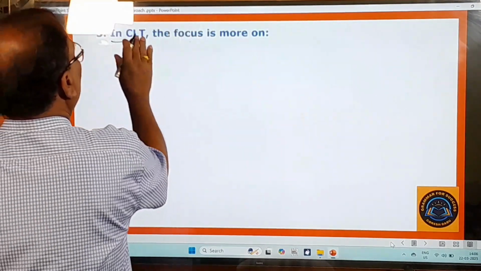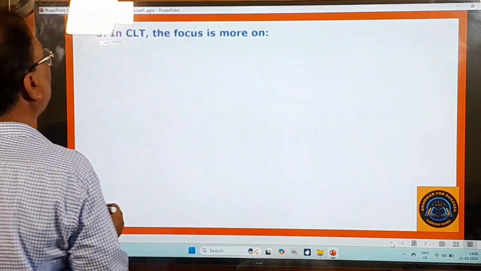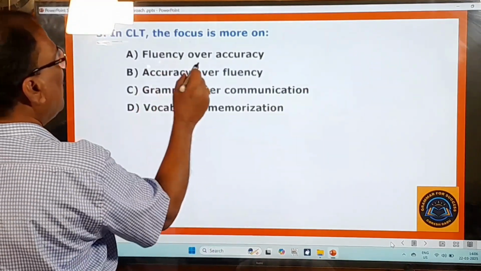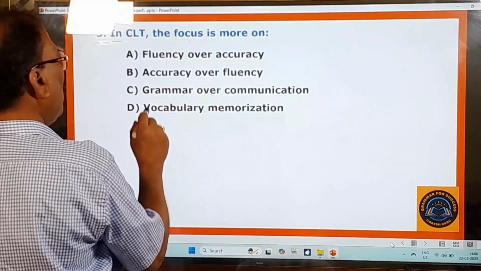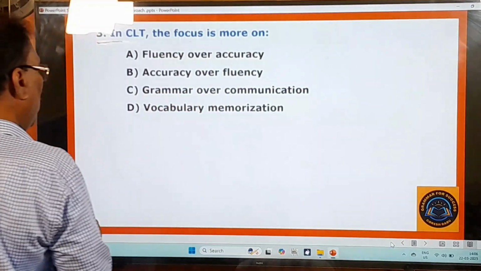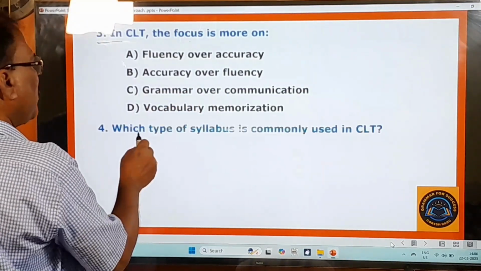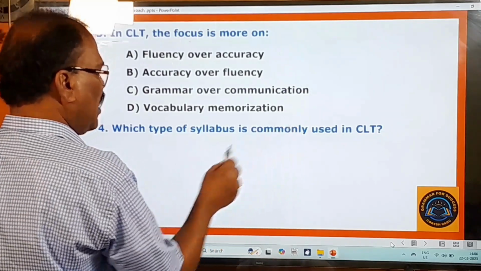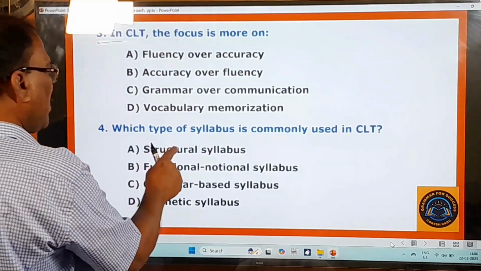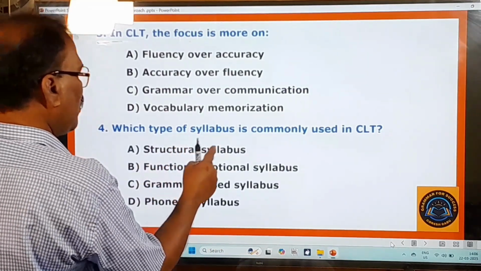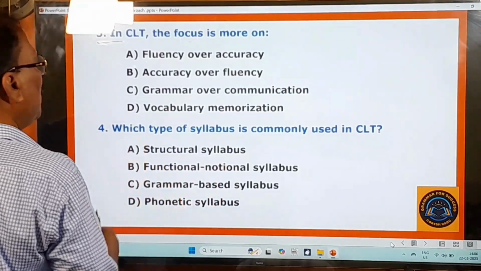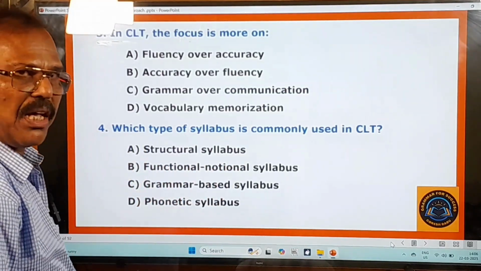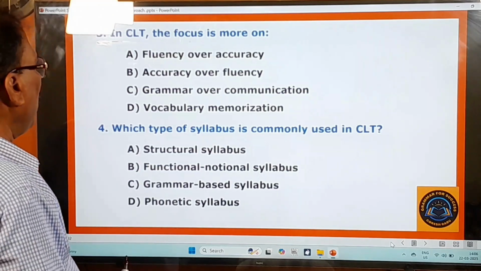In CLT, the focus is more on fluency over accuracy, accuracy over fluency, grammar over communication, vocabulary memorization. So you go to the fourth question. Which type of syllabus is commonly used in CLT? Structural syllabus, functional notional syllabus, grammar based syllabus, phonetic syllabus. So you know the right one, you can choose it as your answer. Right. Now you move on to other questions.